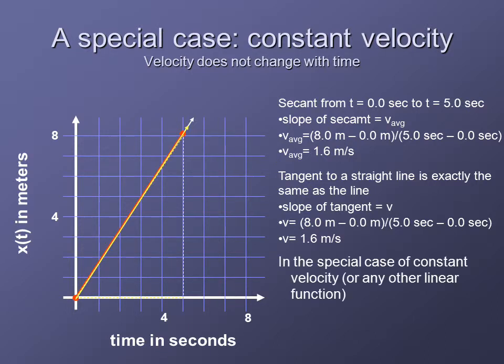Okay, so this is a special case of constant velocity or any other linear function. And what makes this special is that the derivative is equal to delta x over delta t. Normally, the derivative is delta x over delta t, but the limit of this as this stuff approaches 0, particularly the delta t part.